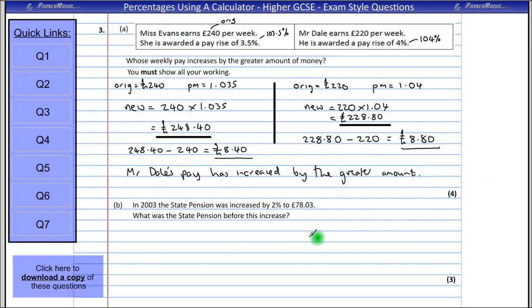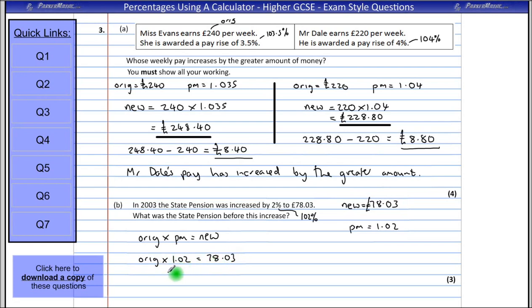In part B, it says, in 2003, the state pension was increased by 2% to £78.03. What was the state pension before the increase? Well, this £78.03 is the amount after the increase, so that will be our new amount. An increase of 2%, well, that would give us 102%. So our percentage multiplier is 1.02. So we've got our original amount times the percentage multiplier equals the new amount. So we don't know our original amount, but we multiply by 1.02, and the answer would be 78.03.